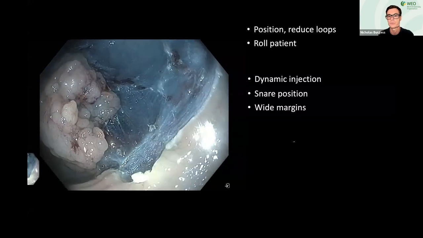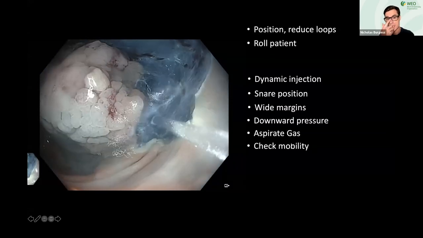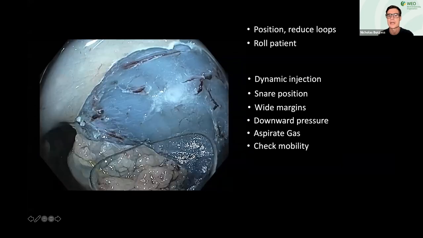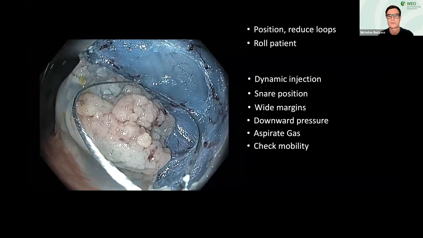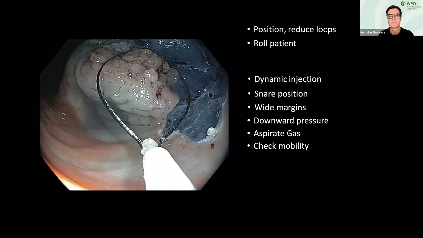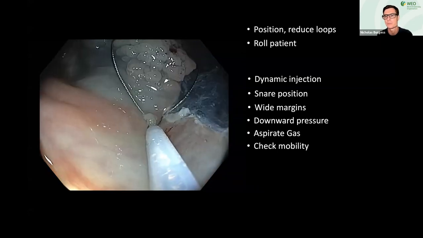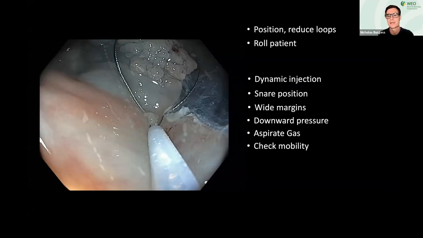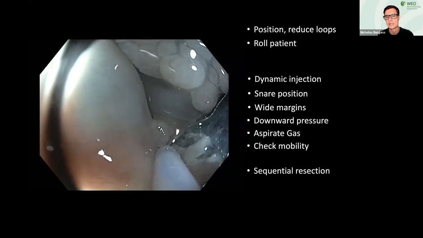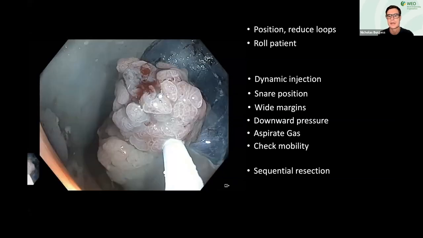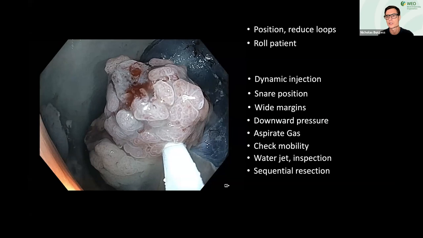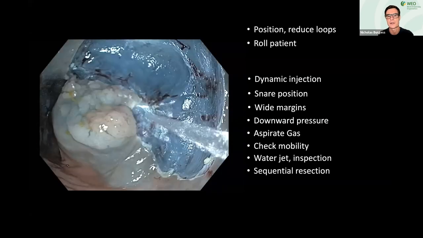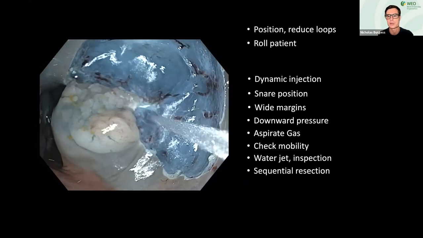Make sure you perform the resection with wide margins. Make sure you use downward pressure, aspirate gas with each of your resections, and check mobility as well to make sure muscularis propria is not ensnared. Sequentially move across the defect and use water jet to try and make sure that you've adequately expanded the submucosa.